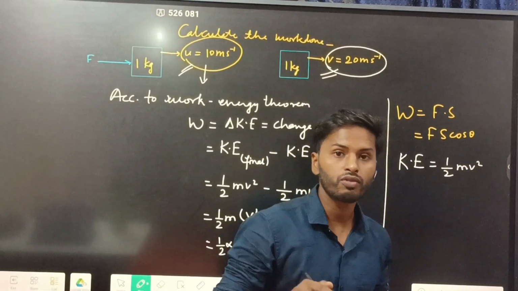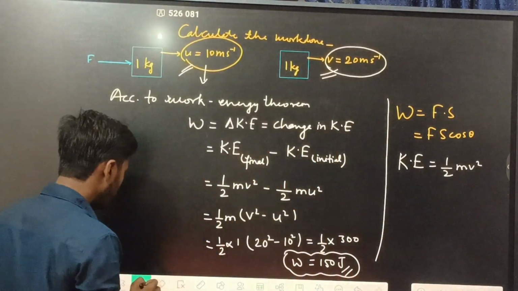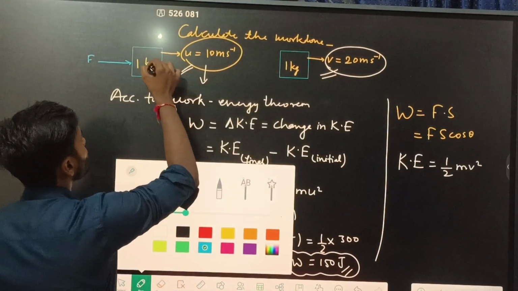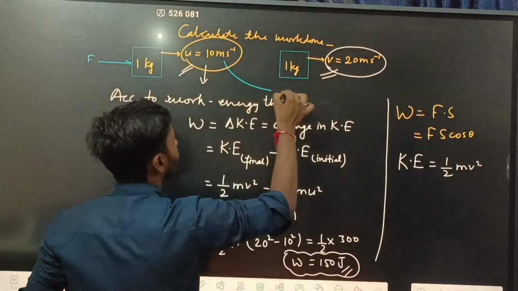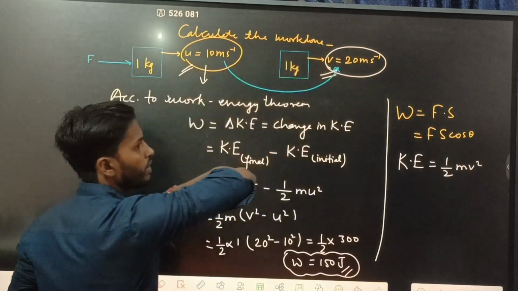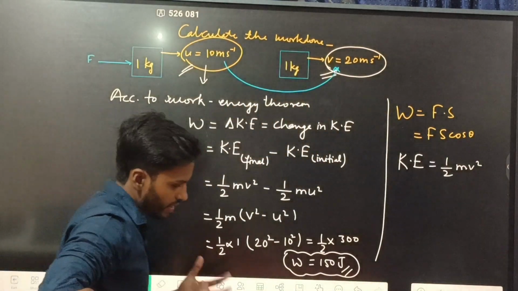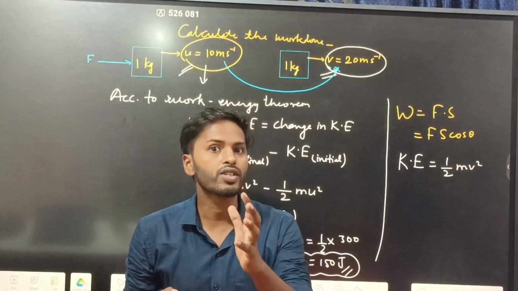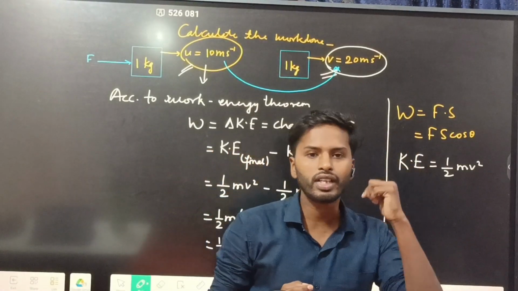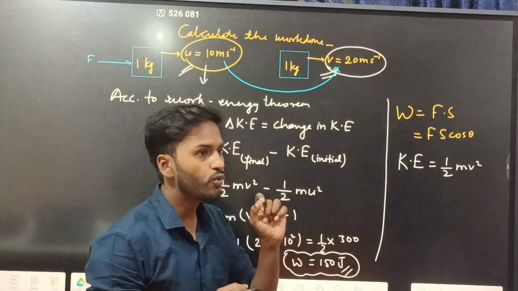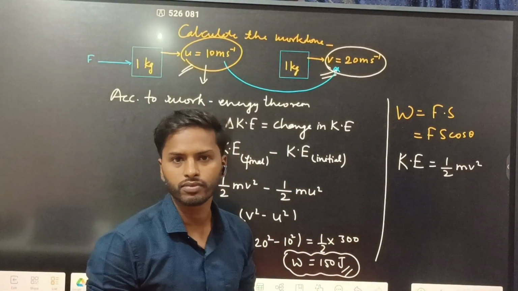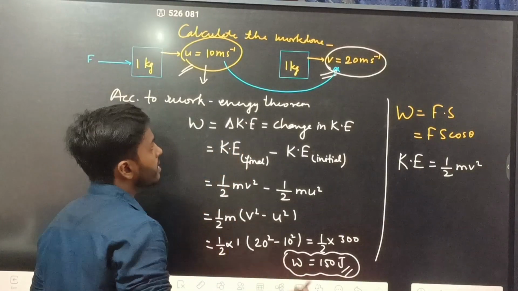What is 150 joule? 150 joule is that work done which is required to increase its velocity from 10 meter per second to 20 meter per second. So we can say that to increase the velocity of a 1 kg mass object from 10 meter per second to 20 meter per second, we have to put work on it of about 150 joule. Alright? Okay, now let's talk about the proof of this theorem.